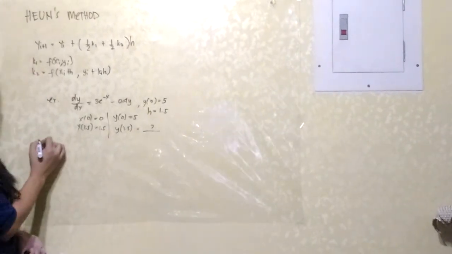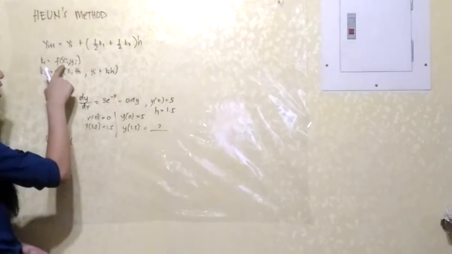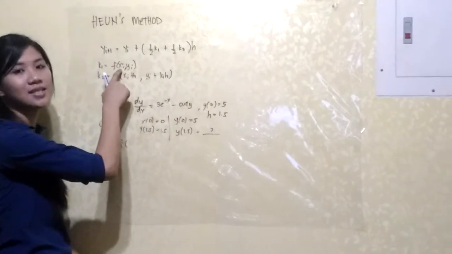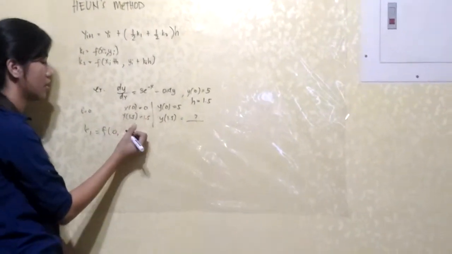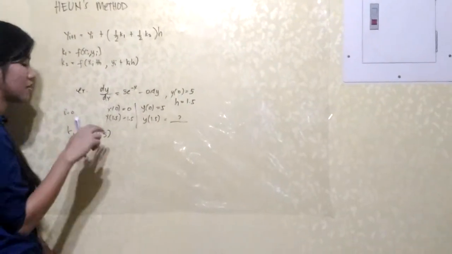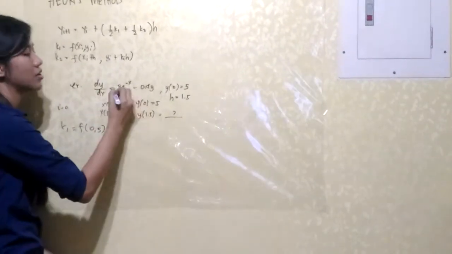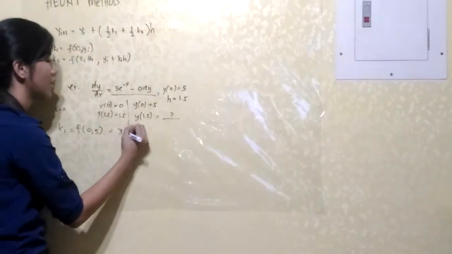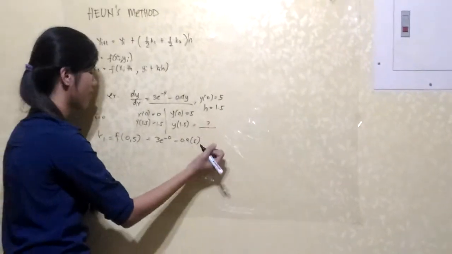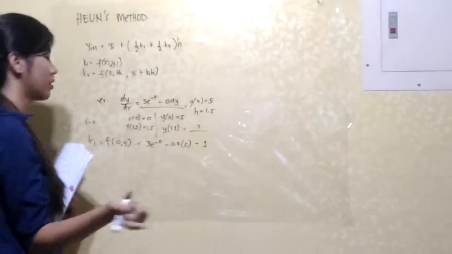First of all, find k1, which is the function of x sub i. If i is equivalent to 0, then x0 would be equal to 0, and y sub 0 would be 5. Plug this value of x and y into our equation. That would look like 3e to the negative 0 minus 0.4 multiplied by 5. This results in k1 being equivalent to 1.